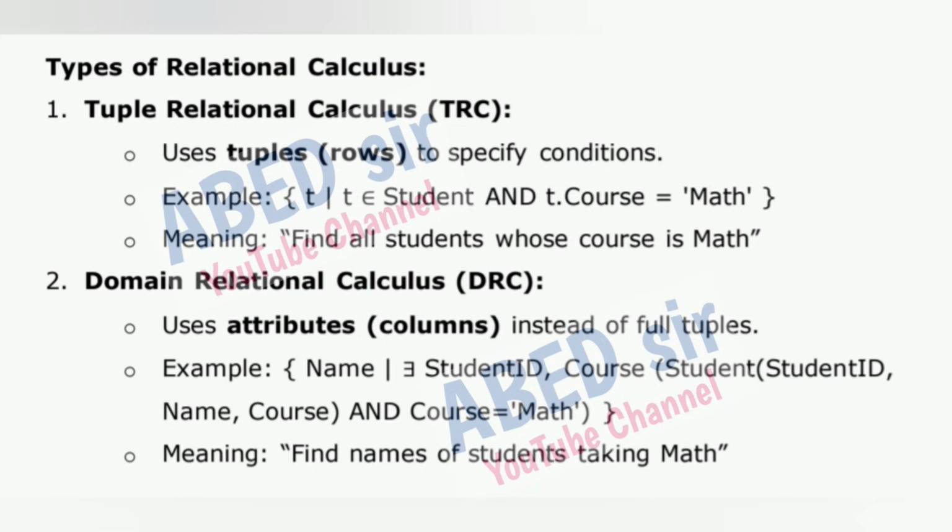1. Tuple relational calculus, TRC. Uses tuples, rows, to specify conditions. Example, {T | T ∈ student and T.course = math}. Meaning, find all students whose course is math. 2. Domain relational calculus, DRC. Uses attributes, columns, instead of full tuples. Example, {name | ∃ student ID, course: (student ID, name, course) ∈ student and course = math}. Meaning, find names of students taking math.